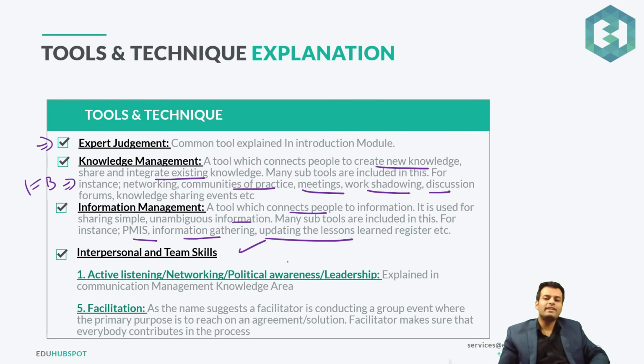Then you also need interpersonal and team skills to get the lessons learned, like active listening.